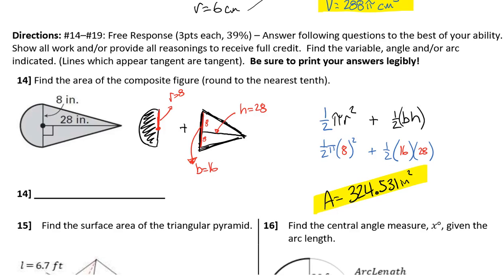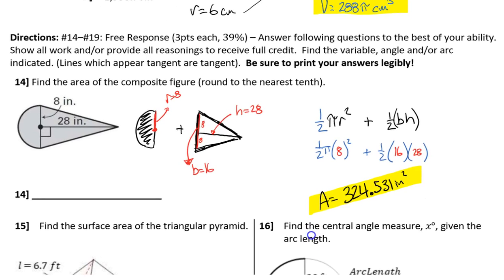Question number 14 for the free response. This question was finding the area of a composite figure. The area here is made up of a half of a circle with a radius of 8 and a triangle where the base is actually going to be 16 and the height value is going to be 28. So this triangle is kind of turned on its side there, but in terms of figuring out the base and height, we have the base 8 plus 8 is 16 and the height of 28.